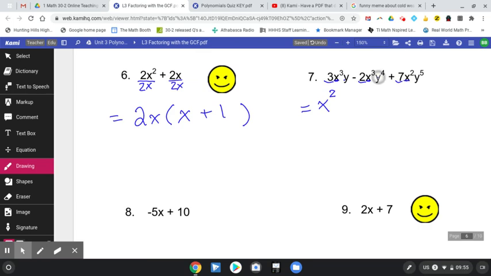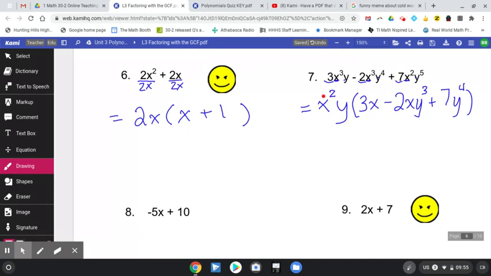So y is common to all of them, so I can pull out a y, the lowest y that I see. And then my other factor, to make that first term, I'm going to need a 3x. To make the second term, I'll need a -2xy cubed. And to make that third term, +7y to the 4th. Now, you're fully factored when there are no common factors left.